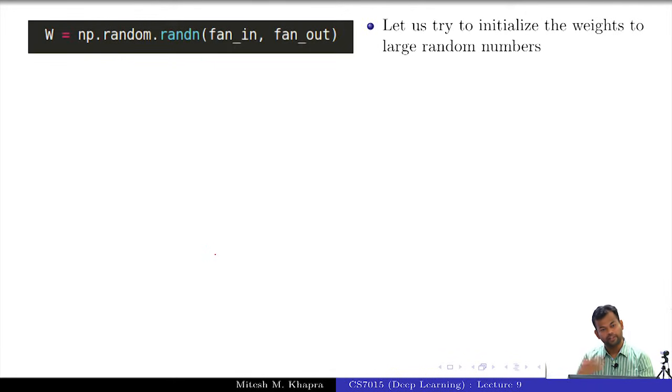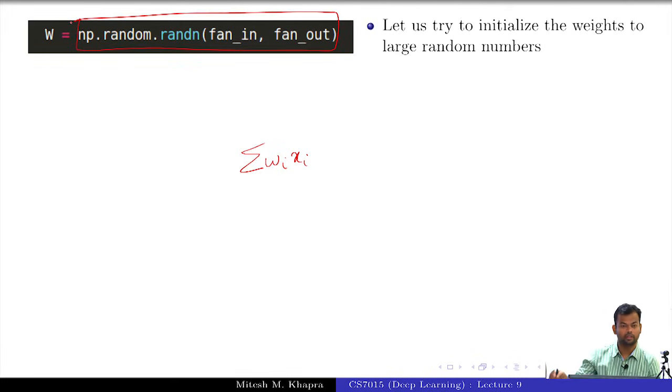Okay. Now let's try to do the opposite of this. Very small values did not work, so let me try large values. Right? And for large values, I'll just sample from the uniform distribution. I'll get some numbers between 0 to 1. Now can you guess what will happen? Remember summation wi xi. All your weights are large. So why am I saying that a number between 0 to 1 is actually large? It's not by all practical standards, because this function is actually going to give me numbers between 0 to 1. Why am I calling them large weights?